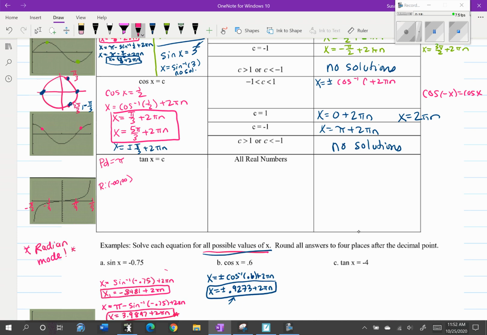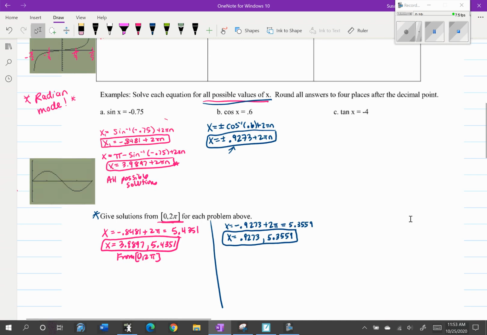So since the range of the graph is all real numbers, that means that when you're doing the inverse of this problem to find your solutions, x equals the tangent inverse of that c value plus pi n would give you all of your solutions. Because notice that you're never going to have more than one solution on one wavelength. You only have that one solution, so you don't have multiple things that you need to do. And it doesn't matter what that c value is, because no matter what, since the range of tangent is all real numbers, you can take the tangent inverse of any number and it will give you a solution.